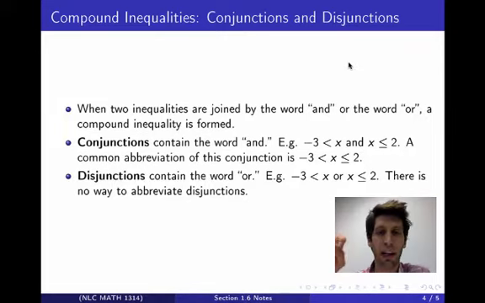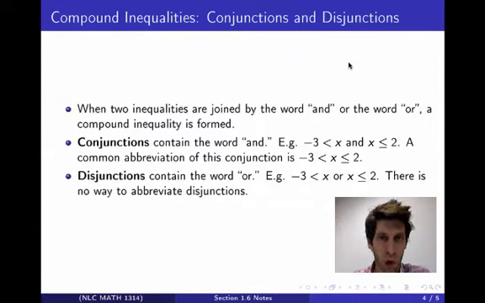Disjunctions, on the other hand, contain the word "or". For example, -3 is less than x or x is less than or equal to 2. Unfortunately, there's no easy way, actually there's no way at all, to abbreviate disjunctions. In particular, you cannot write these inequalities in a whole string.